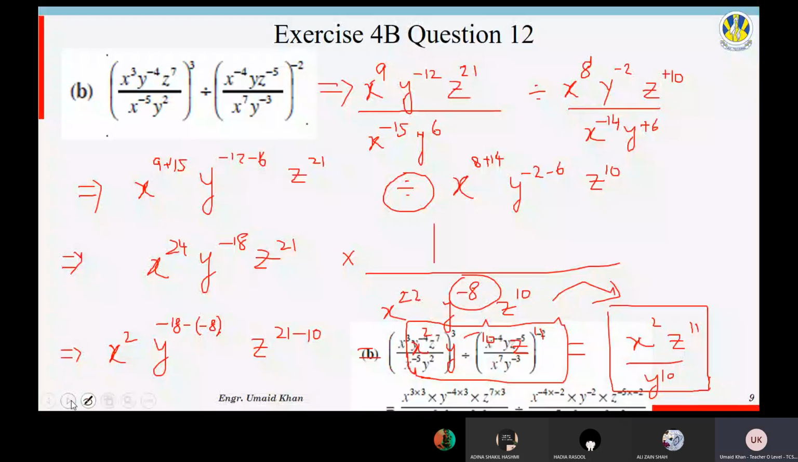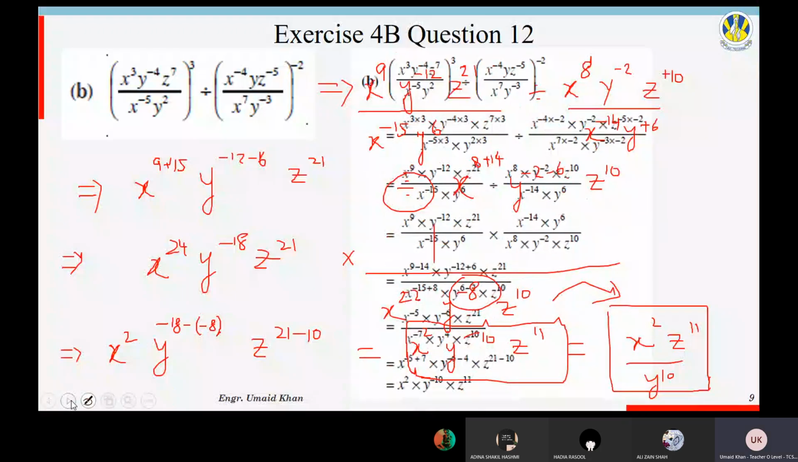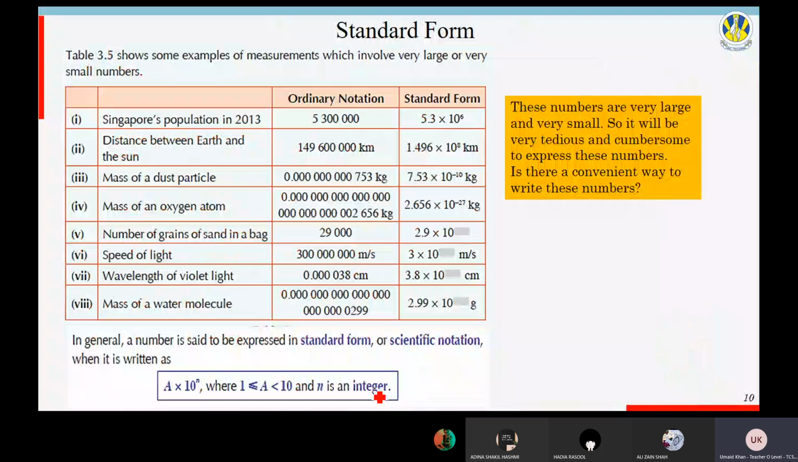Okay, so let's move to the last part of this chapter, which is about standard form. Have you guys studied this before? I just want to check your understanding. If you have studied before, then I will go through it quickly. Sir, we have heard the name of standard form, but not done any questions related to it. Okay, very good.